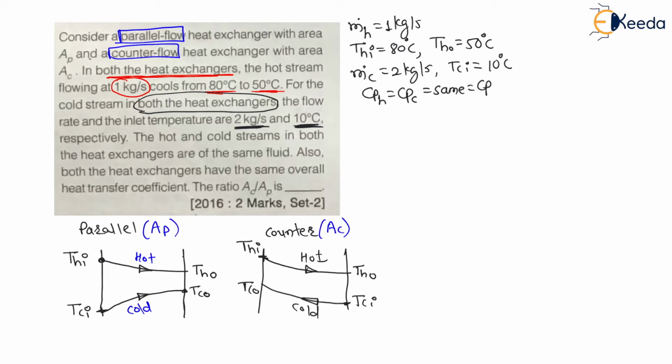Right? In both cases, Cp of hot fluid and Cp of cold fluid, in parallel and in counter flow, are the same. This is mentioned here. Also, both heat exchangers have the same overall heat transfer coefficient U. Again, the overall heat transfer coefficient U is the same in both cases, right? Then the ratio AC divided by AP, that is, the area of the counter flow heat exchanger divided by the area of the parallel flow heat exchanger, we have to find, right?